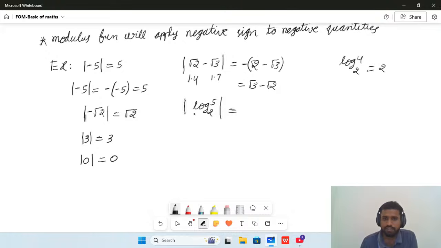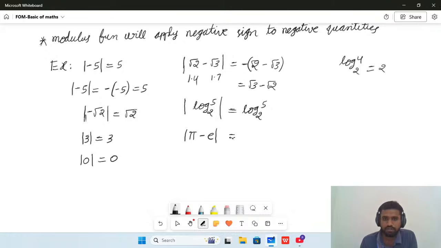So we know that it is a positive quantity, and the modulus will not perform any operation on a positive quantity. Whatever input we give, the same output it will give. So for negative quantities only it will apply a negative sign. For a positive quantity, it will give the output as it is. So one more example, which is modulus of pi minus e.